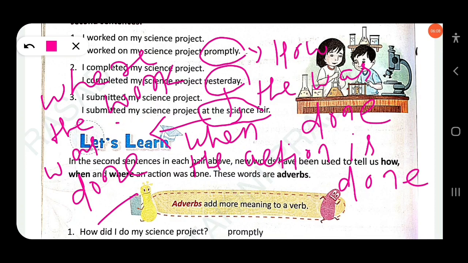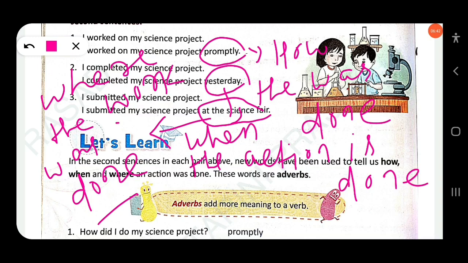Clear? So in the first sentence, promptly tells about how the action is done. That means it is adverb of manner. In the second sentence, yesterday tells us when the action is done. That means adverb of time. In the third sentence, at the science fair tells where the action is done. This is adverb of place.